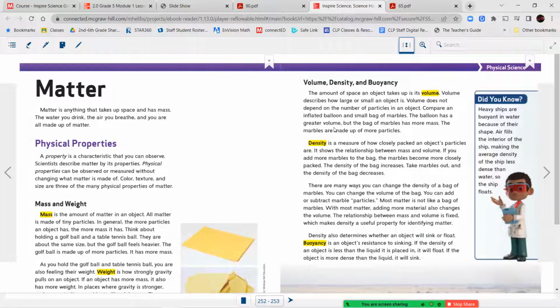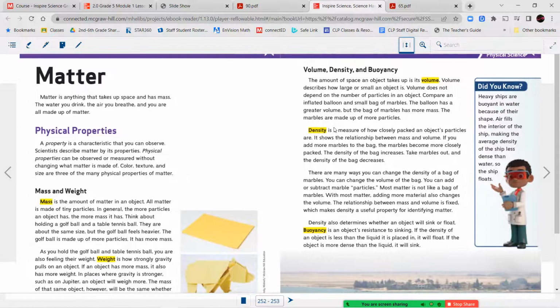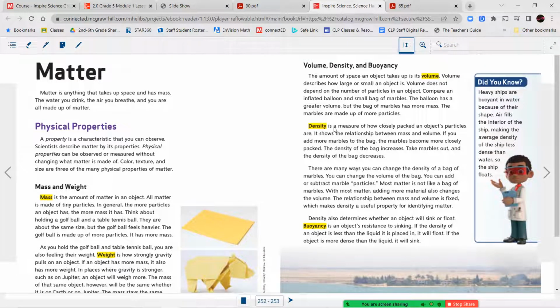Volume, density, and buoyancy. The amount of space an object takes up is its volume. Volume describes how large or small an object is. Volume does not depend on the number of particles in an object. Compare an inflated balloon and a small bag of marbles. The balloon has a greater volume, but the bag of marbles has more mass. The marbles are made up of more particles. So volume doesn't depend on weight or mass. Volume is how much space something takes up.